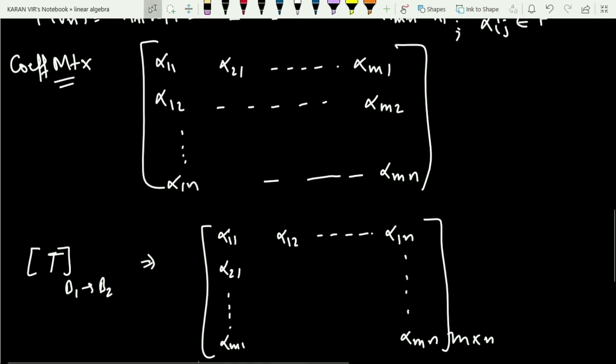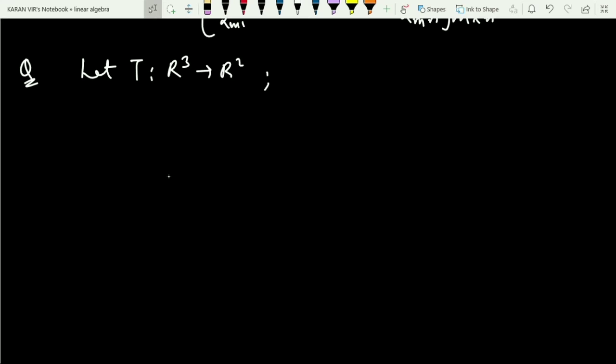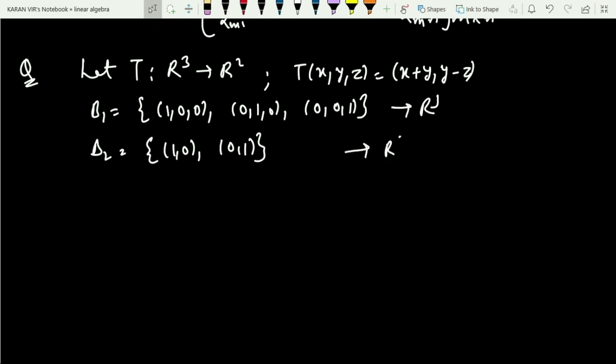Now let us solve a few examples to understand this concept. The first example: let T be a linear transformation defined from R cube to R square, and my map is T of x y z equals x plus y comma y minus z. B1 is given to us as the standard basis 1 0 0, 0 1 0 and 0 0 1, and B2 is again the standard basis of R square, that is 1 0 and 0 1. So these are the bases corresponding to R cube and R square respectively.